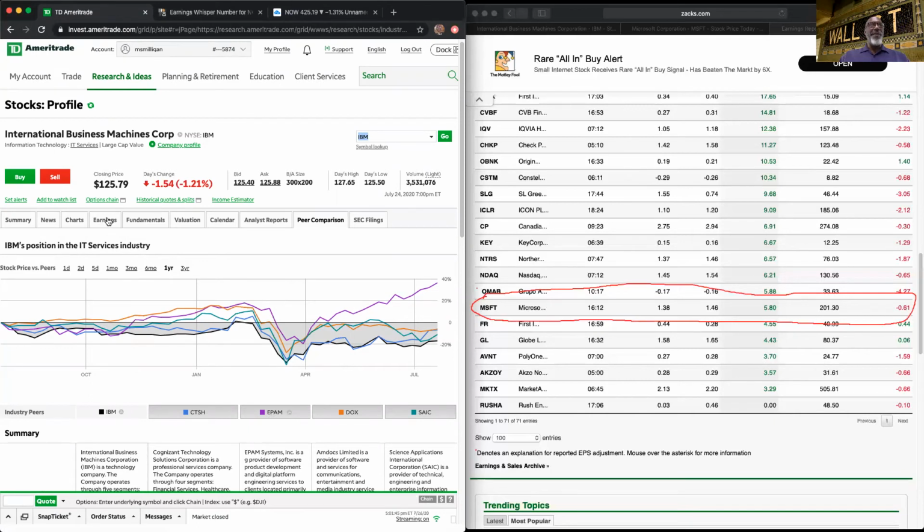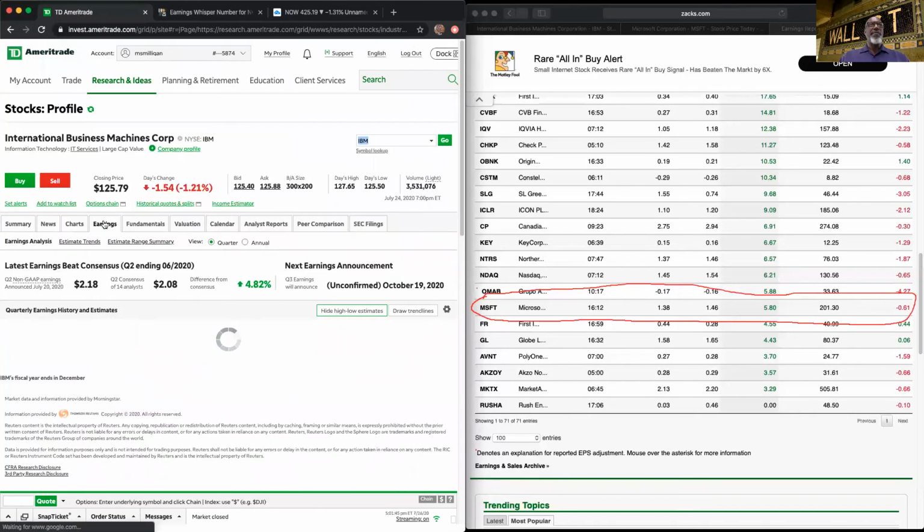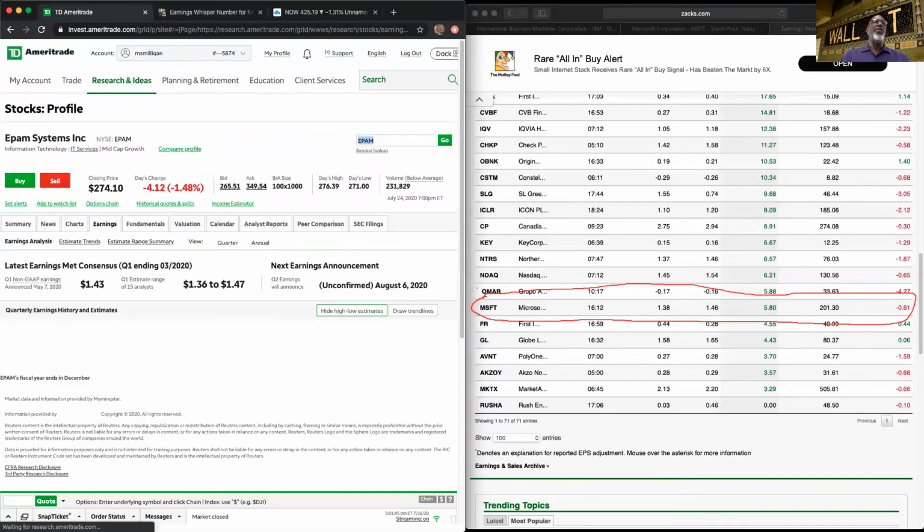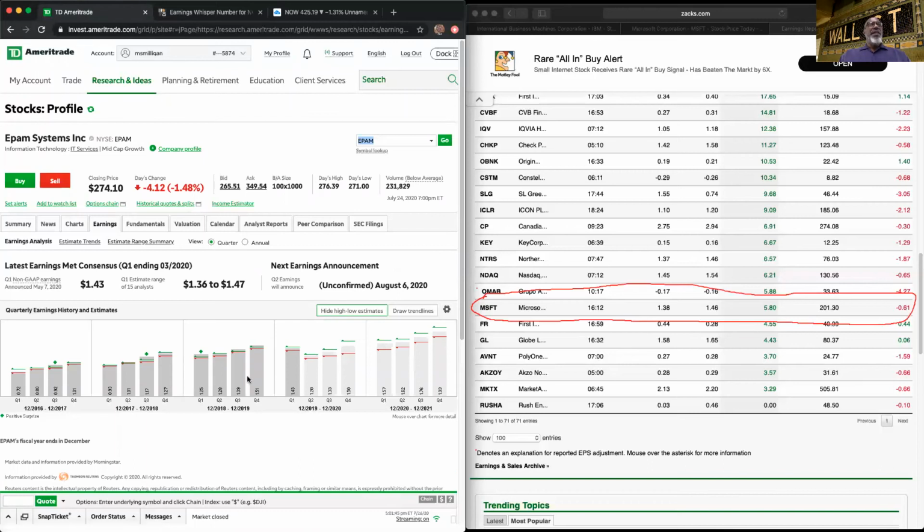And let me go back to IBM's earnings real quick. Here's IBM's earnings. You can see that there's a surprise there. There was a surprise last quarter. So most likely we'll see a surprise. Maybe we'll see a surprise in EPAM. So I'm going to put in EPAM. And here's EPAM. Surprise, surprise, another surprise.